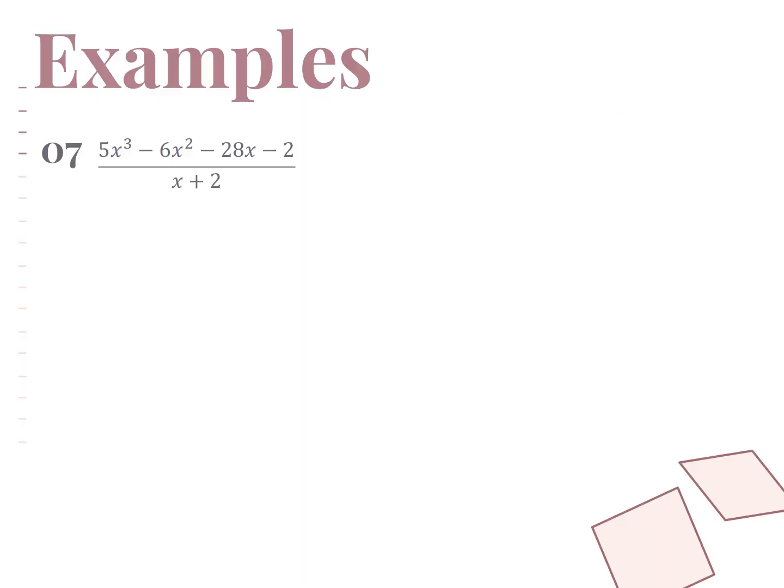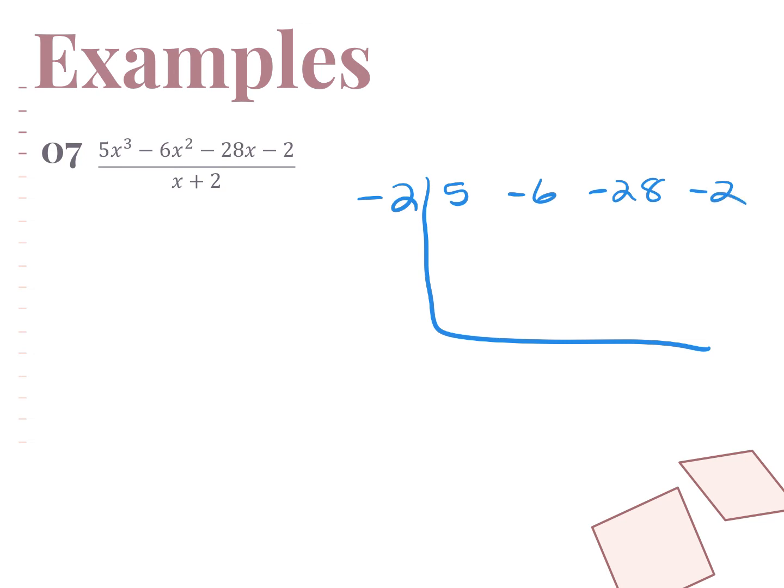All right, again, we're taking only the coefficients. So what we're putting outside here is a -2. I'm going to take my 5, my -6, my -28, and my -2. Bring down the first term. Multiply it. -2 times 5. I get -10. Add the column. I get -16.